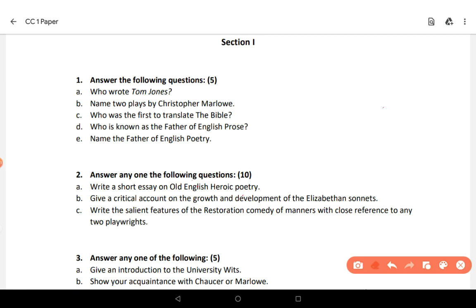सबसे इंपॉर्टेंट टॉपिक ये है ओल्ड इंग्लिश हेरोइक पोइट्री. इसमें जो क्वेश्चन है, राइट अ शॉर्ट एसे ऑन ओल्ड इंग्लिश हेरोइक पोइट्री. जरूरी नहीं कि दिस एग्जैक्ट क्वेश्चन कम्स, बट टॉपिक इस पे रहेगा. They may frame the question in whichever way they like. So old English heroic poetry में क्या लिखना है आप लोगों को?